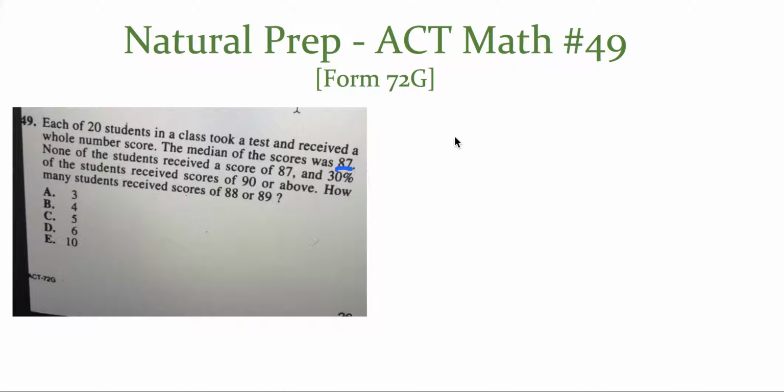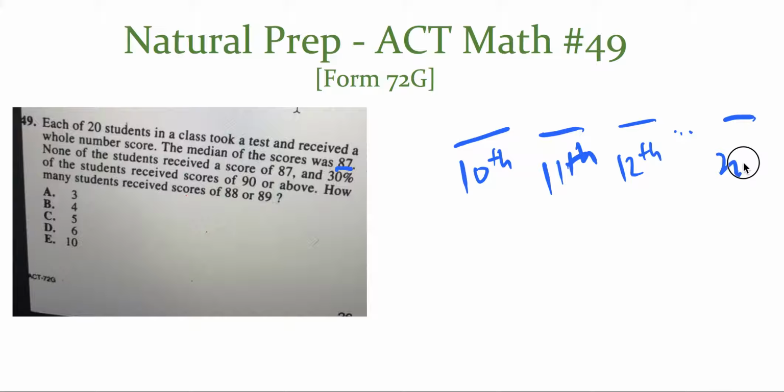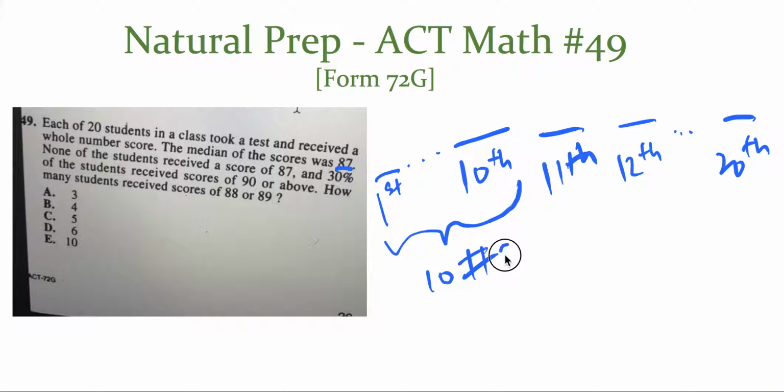So we have the 10th number here, the 11th number, and then the 12th number, all the way to the 20th number. And then here we have from the first number. So here are 10 numbers. And then here we have 10 numbers as well.